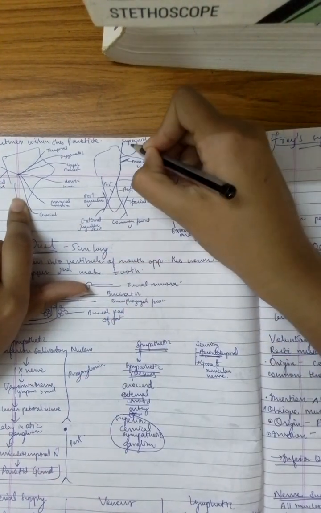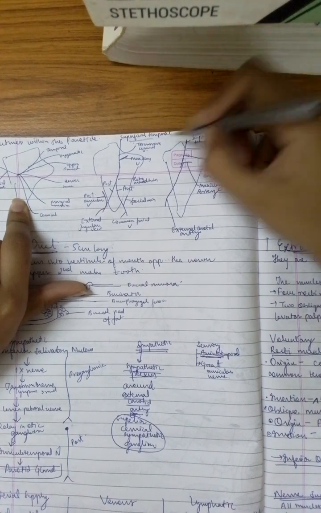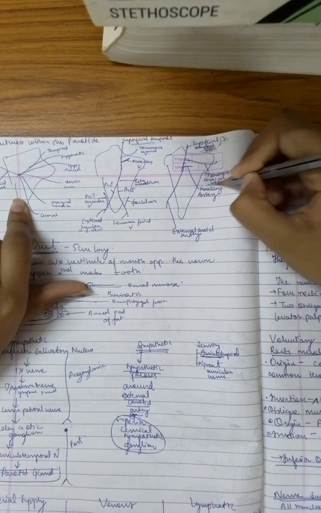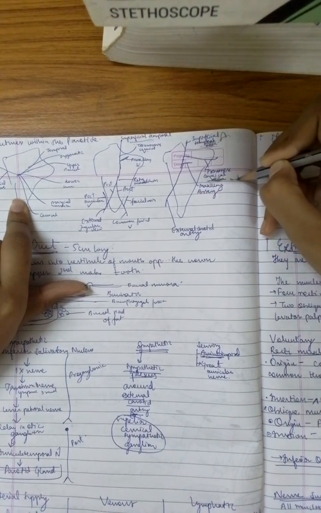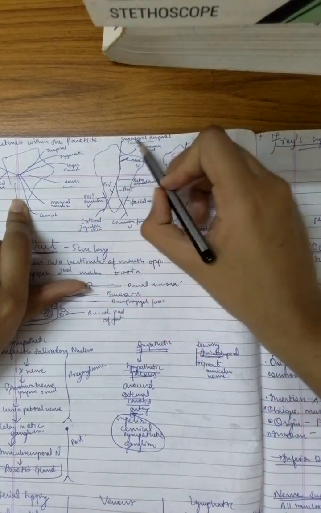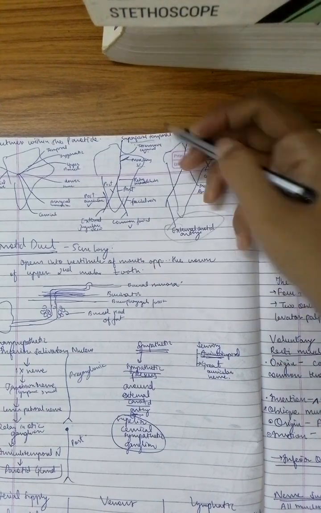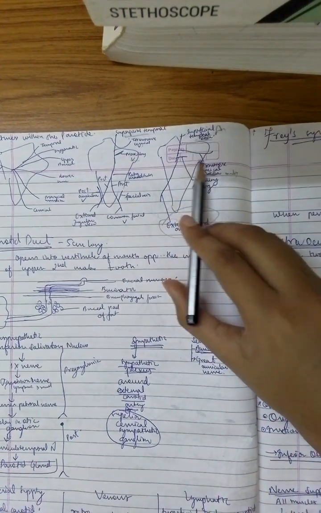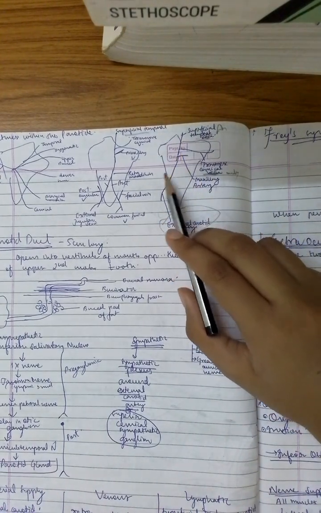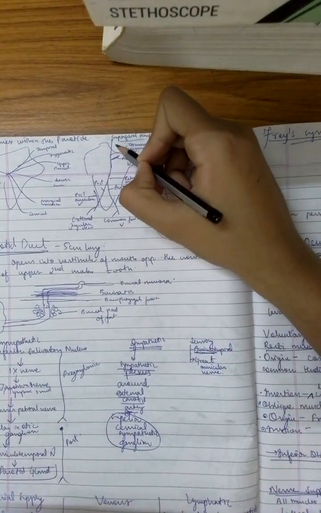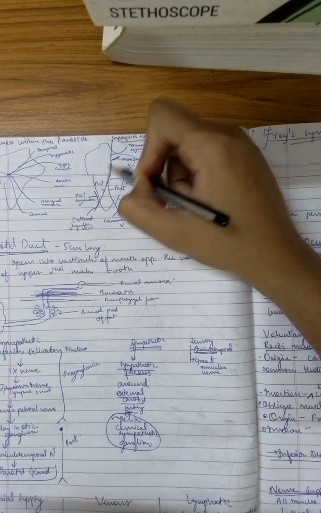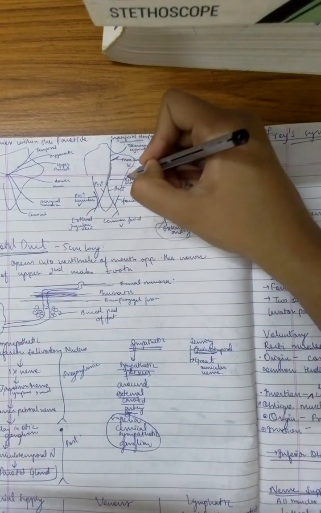external carotid artery, where the superficial temporal artery and the maxillary artery, transverse artery, they join to form the external carotid artery. And here the superficial temporal vein, the external carotid artery breaks down into the transverse cervical artery, superficial maxillary artery and superficial temporal artery. And here you can see the superficial temporal vein and the maxillary vein join to form the retromandibular vein. Maxillary vein and superficial temporal vein, they join to form the retromandibular vein.